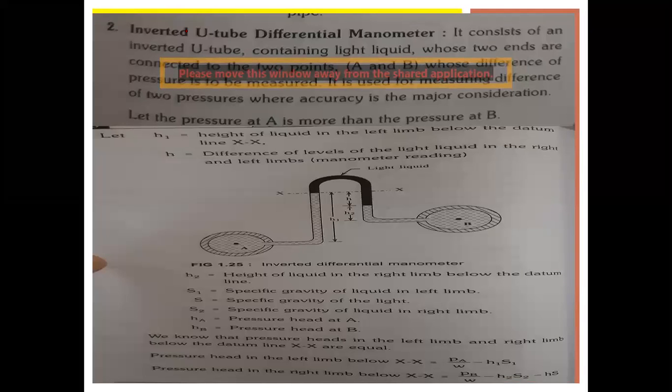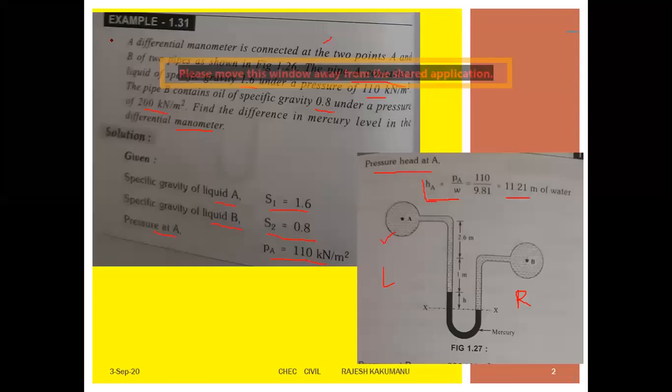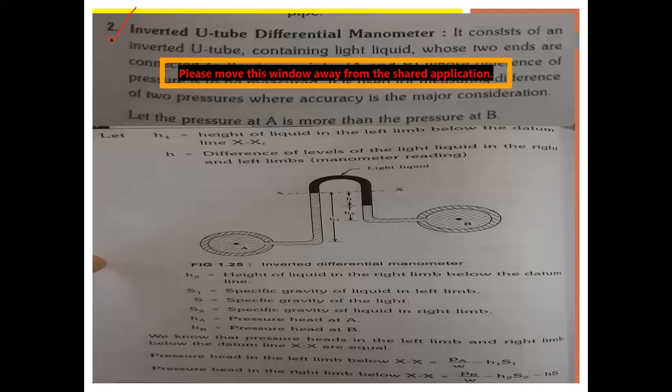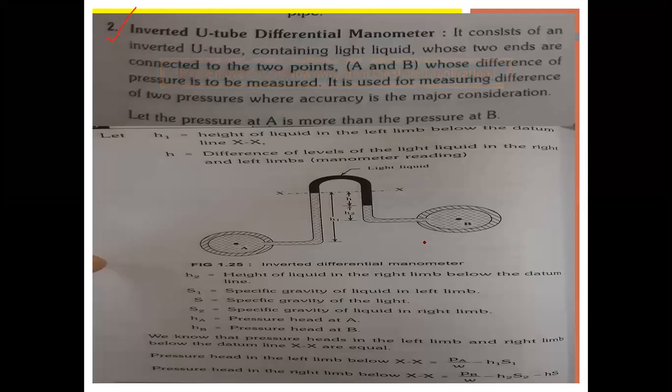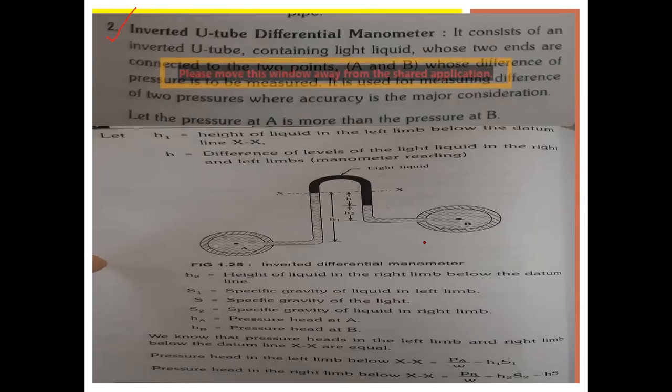The second type of differential manometer is the inverted U-tube differential manometer. In the previous problems the manometers were in the normal U shape, with a left chamber and a right chamber connected to closed pipes. In the inverted style, the U is turned upside down. The pipes are the same, only the U is now inverted. Now we'll see what applications are there for the inverted U-tube differential manometer and the problems associated with it.